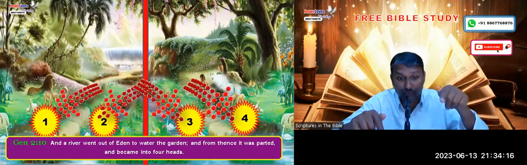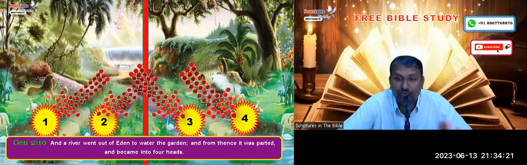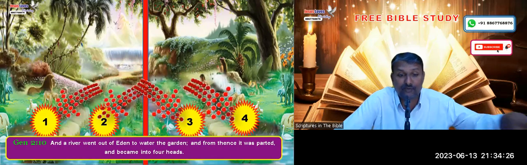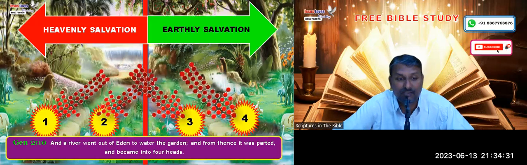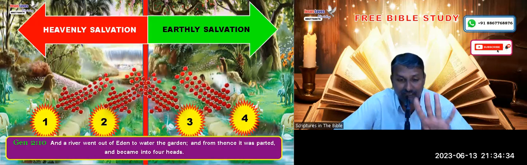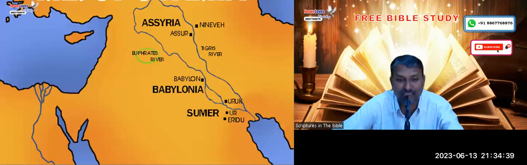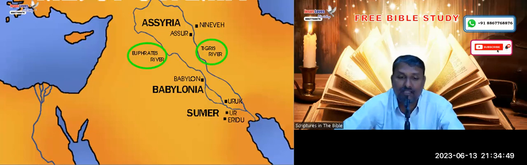So here, if we put the Holy Spirit, what will happen? It will get confused. How can there be four for the Holy Spirit? Only one Holy Spirit is there. So here, if you put people in the world, four categories of people are selected: heavenly salvation, earthly salvation. You know, one of the beautiful things in these four rivers is that today only two rivers are there, brother. See, on the world map, Euphrates and Tigris, both these rivers are there. The last two rivers are there, but the first two rivers are still not there today. Even if you go to Iraq today, you can see both rivers.